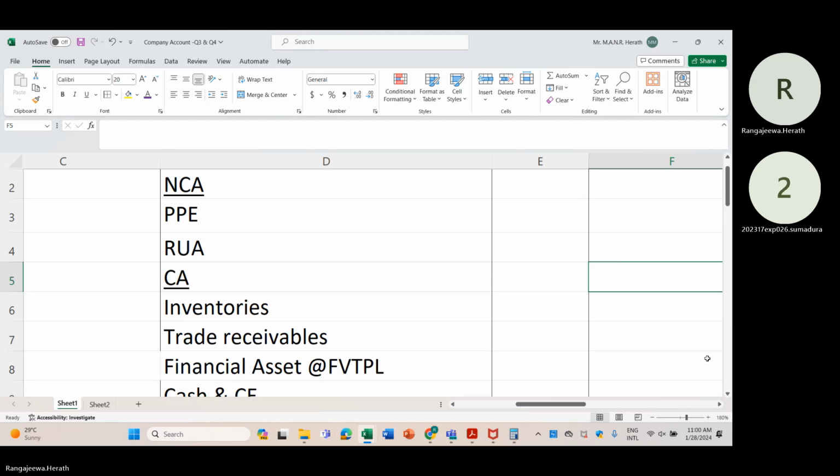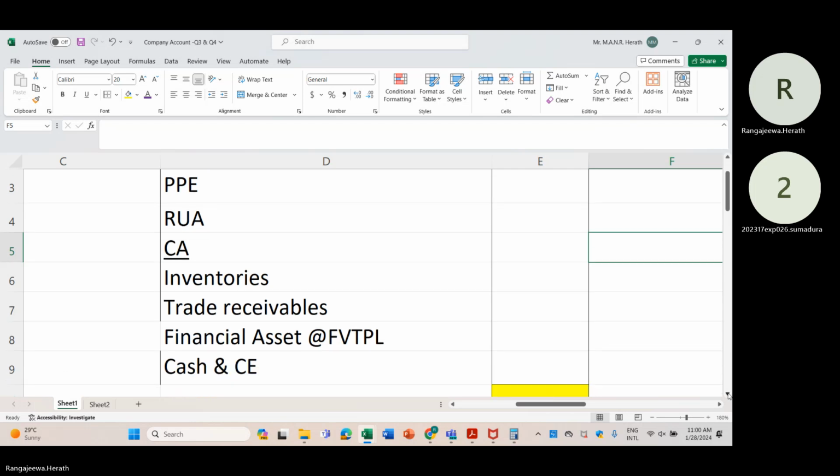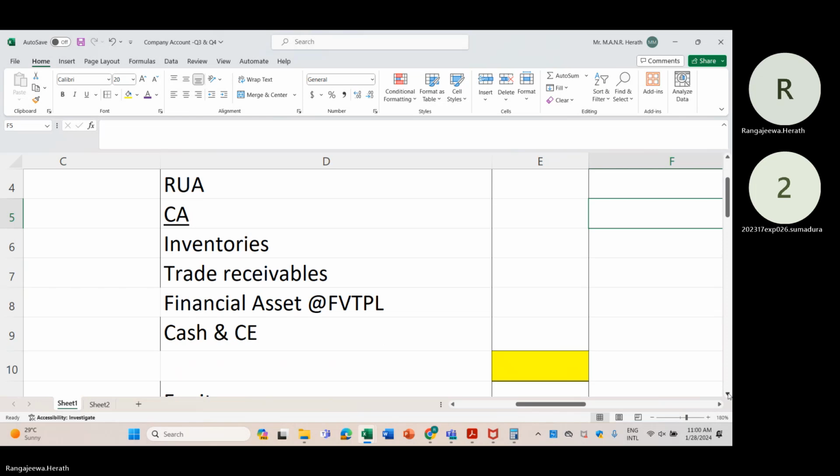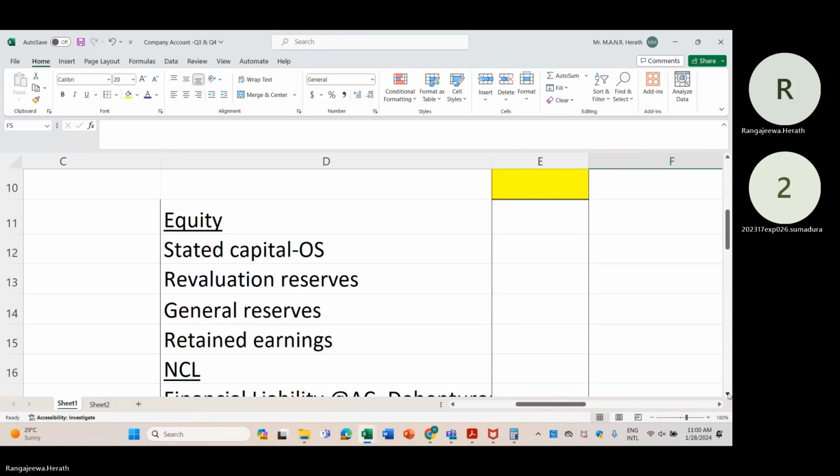Right. The current asset is 4 categories. Then we can have the total. Then under equity, we have stated capital ordinary shares, revaluation reserve. There's a transfer to general reserve also. General reserve and the retained earnings.